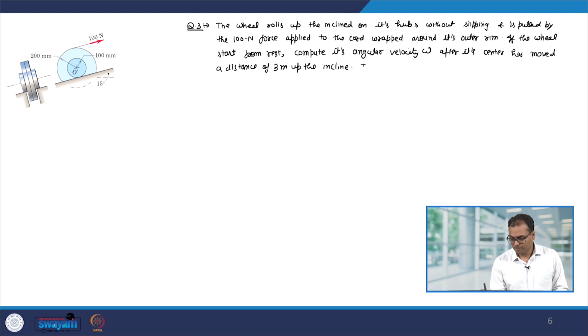The wheel has a mass of 40 kg with center of mass at O and has a centroidal radius of gyration of 150 mm.